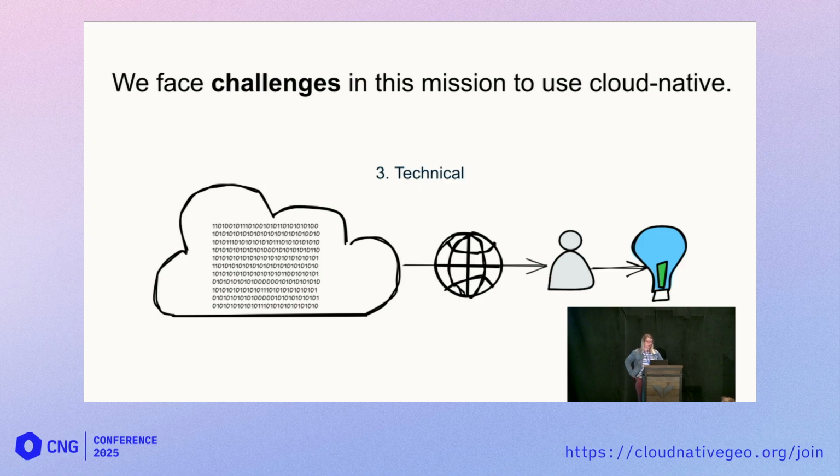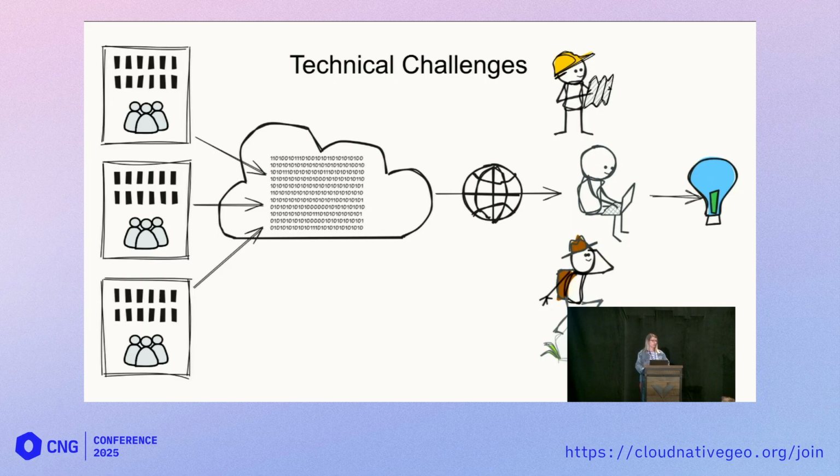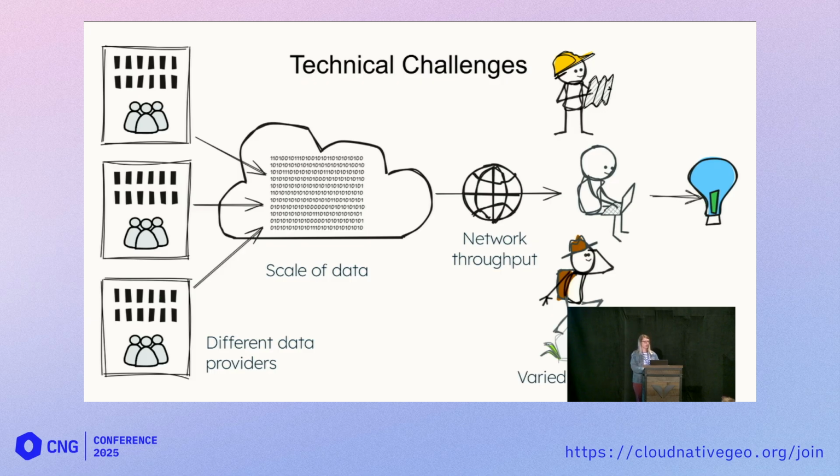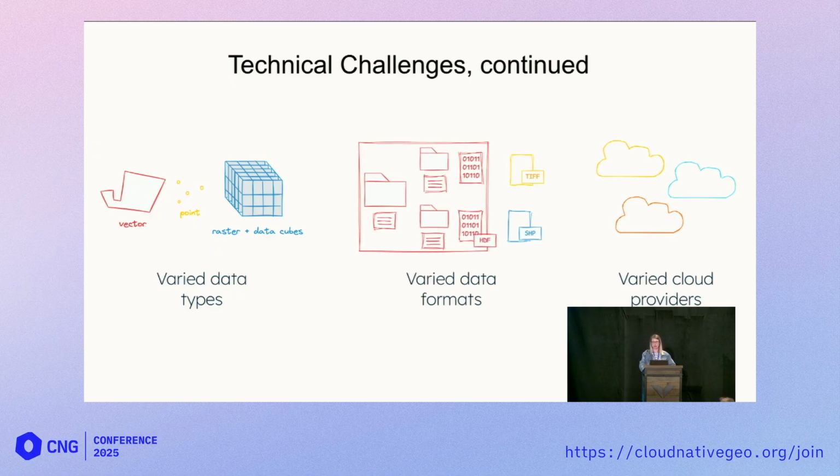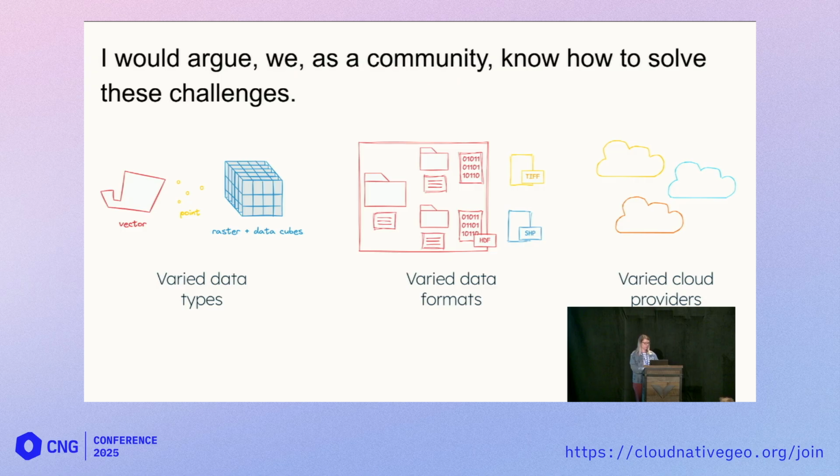But what I'm going to focus on today, and what we'll hear about in Track 2, is the technical challenges and the solutions. And there's a lot of technical challenges. There are different data providers, there's the massive scale of data, there's sending all this data through the network, and then there are different types of users. We have data explorers, policymakers, and researchers. In addition to this, we have varied data types, varied data formats, and varied cloud providers. Some of these challenges aren't new. They've been around for a while, but the cloud is a new opportunity to try and solve them.